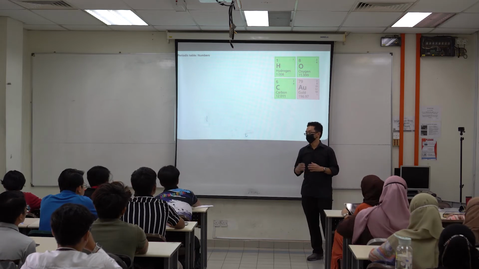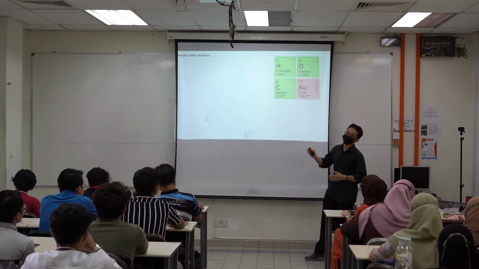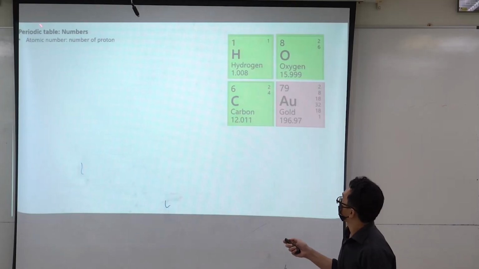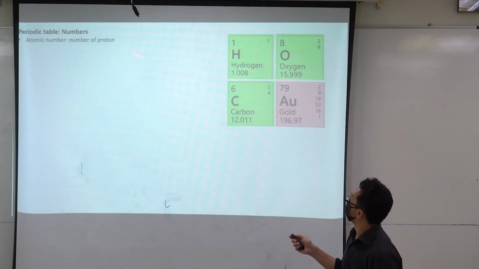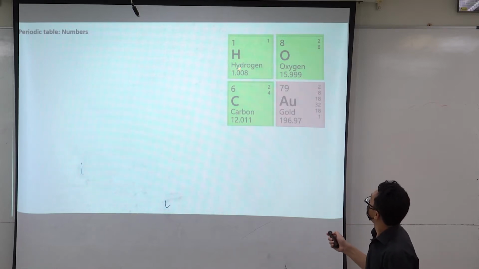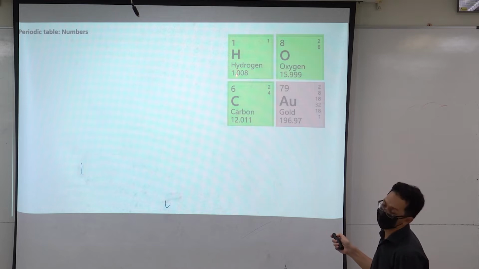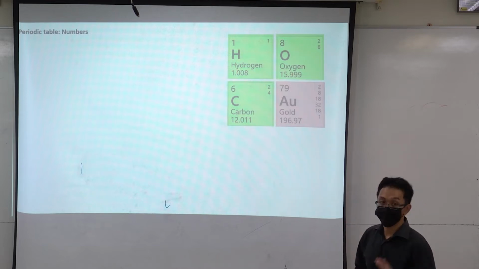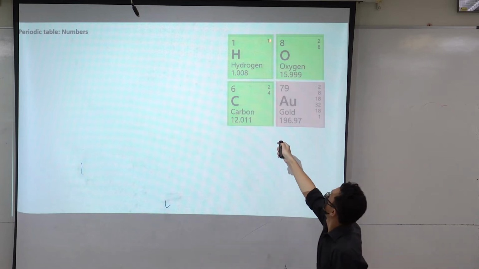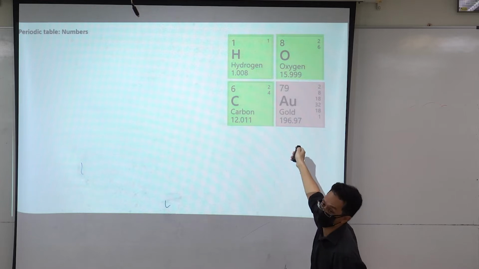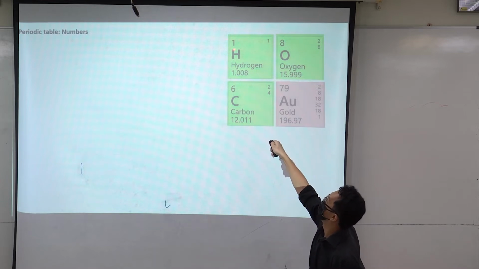One of the trends, what is their trend, and also what is inside the periodic table. So if you look at the periodic table, you see some numbers there. You can see 1, 1, and 1.008, and then 8, 2, 6, and then 15.999. Certain periodic tables don't have the small numbers on the right, but have numbers here.